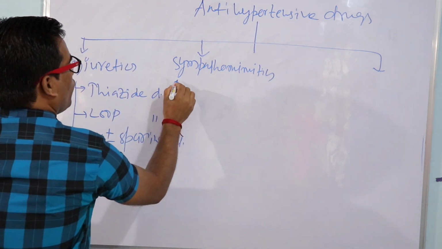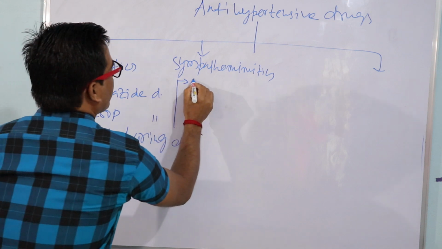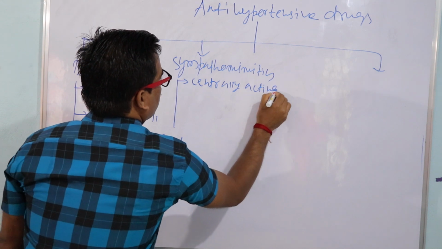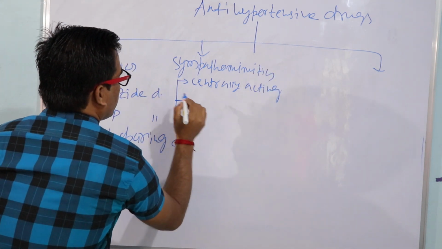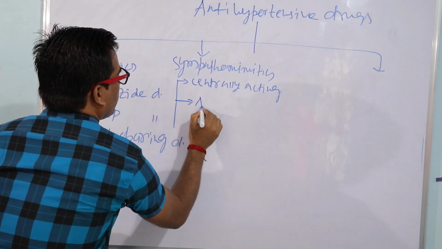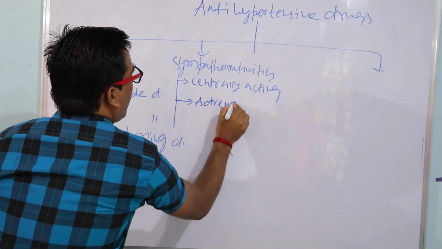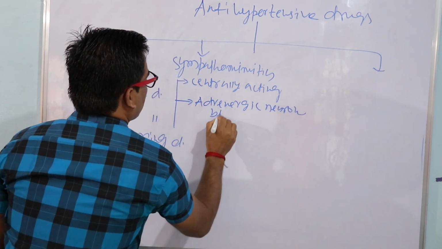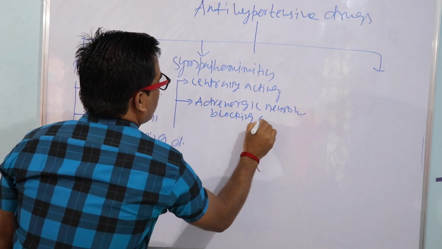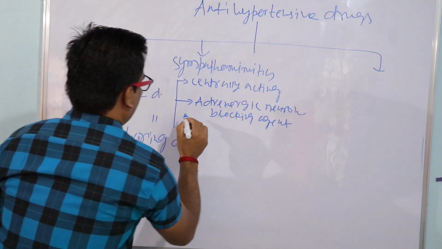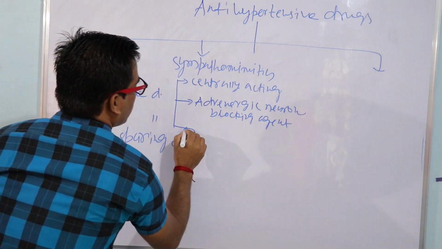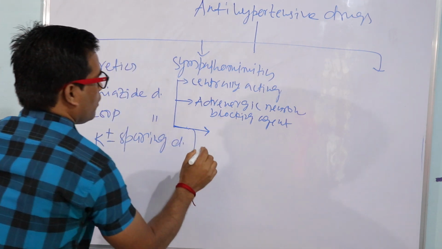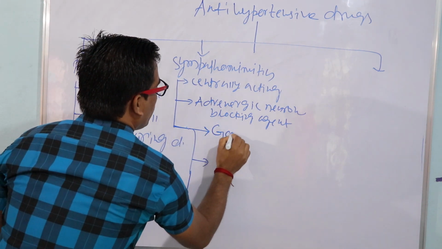They are again classified in the following groups. Number 1, centrally acting sympathomimetics. Next, adrenergic neuron blocking agent. Next, ganglionic blocking agent.